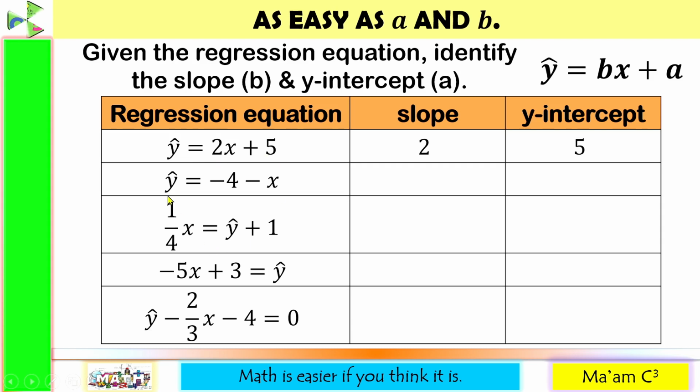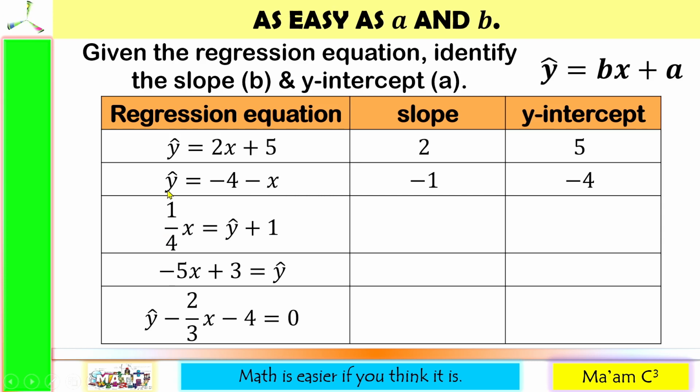Number 2, y hat is equal to negative 4 minus x. Again, y hat here is isolated on one side and it is positive. Now let us look for the term containing the variable x, and this is it. The numerical coefficient of x here is the invisible 1. So our slope for this equation is negative 1, and our y-intercept is negative 4.